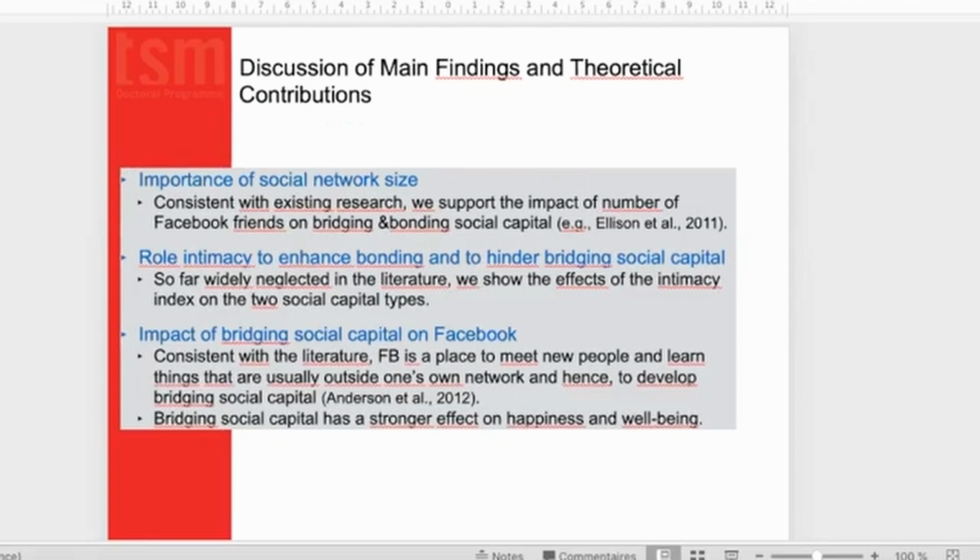In summary, I find in our discussion the importance of the social network size. So it's consistent with existing research. We support the impact of the number of Facebook friends on bridging and bonding social capital. So it's in line with the literature.